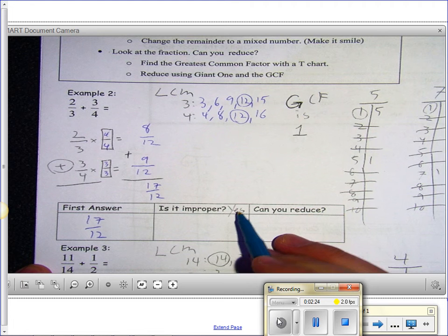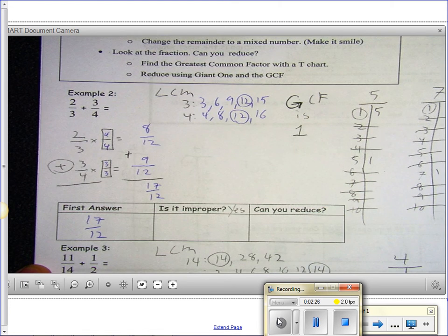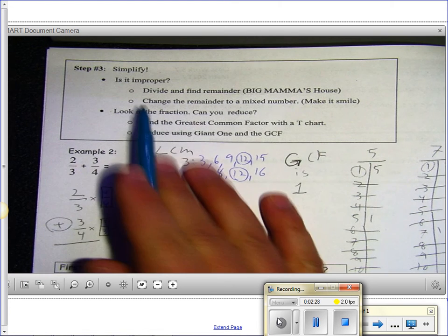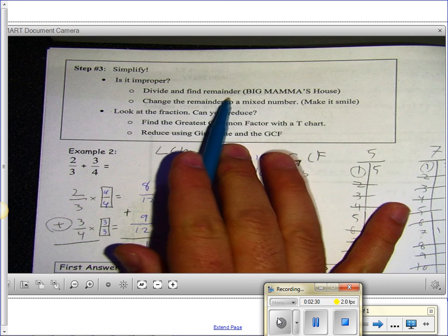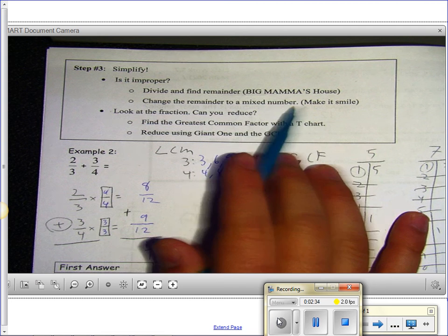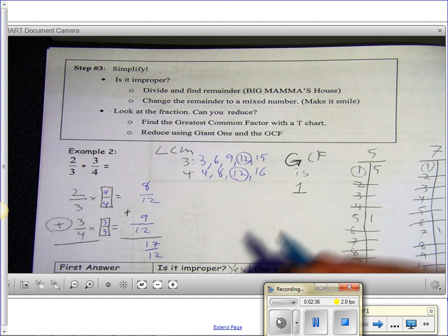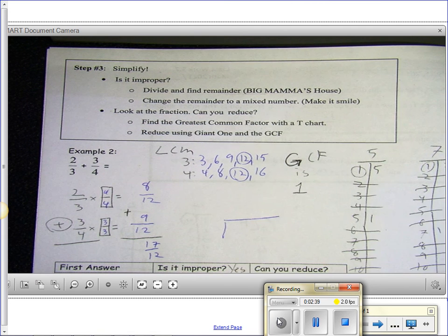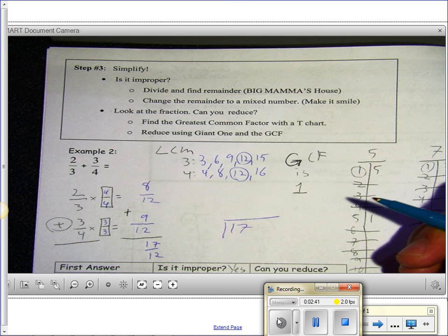So then we can go back up to our instructions and find out that if it is improper, then we need to divide and find the remainder using Big Mama's house. Then we're going to change the remainder to a mixed number by making it smile. Remember that for Big Mama's house, the first one goes in and the last one goes out.